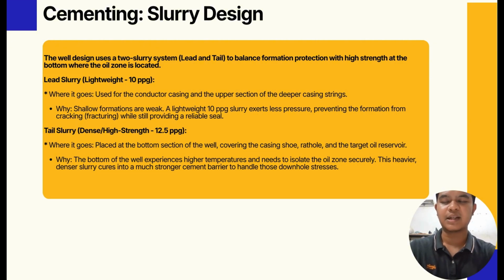As for tail slurry, it is placed at the bottom section of the well, covering the casing shoe, pad hole, and the target oil reservoir, because the bottom of the well experiences much higher temperature and pressure, and the oil zone needs to be isolated safely.